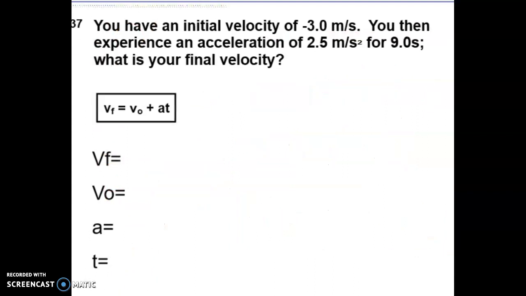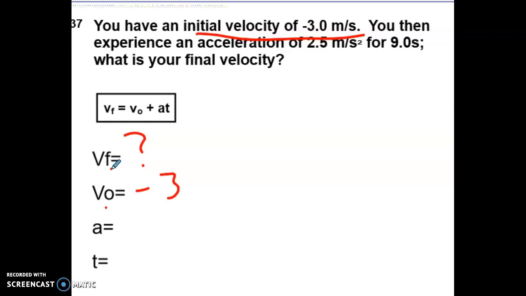Our next problem, we're still going to be looking for the final velocity. We're going to start with an initial velocity of negative 3 meters per second. Just as a reminder, this O and this F, initial and final, an easy way to remember it is VO means original, or you can think about it like start at 0.